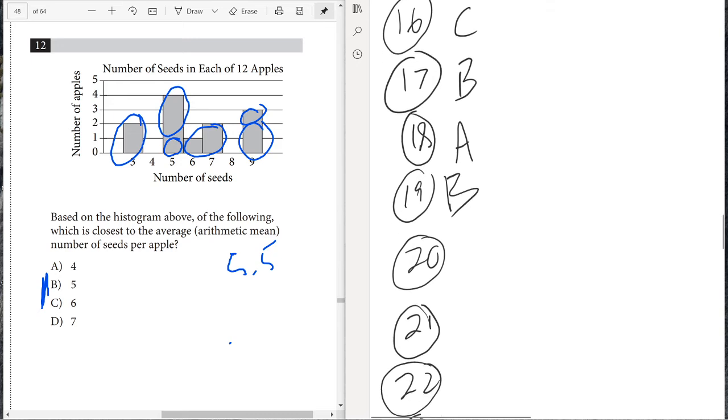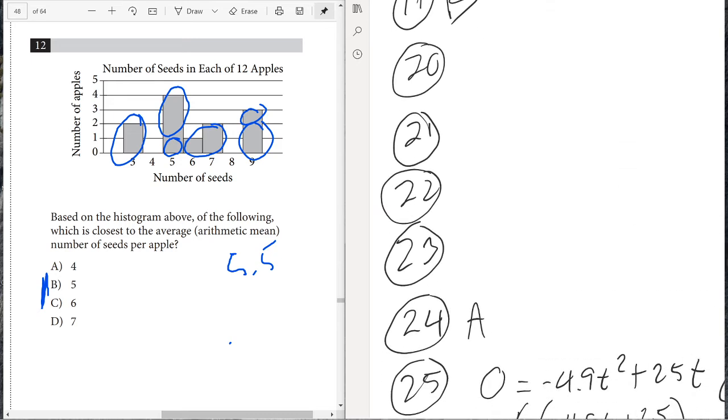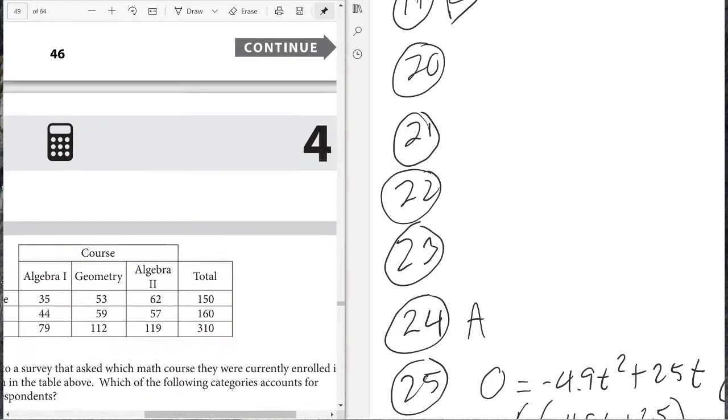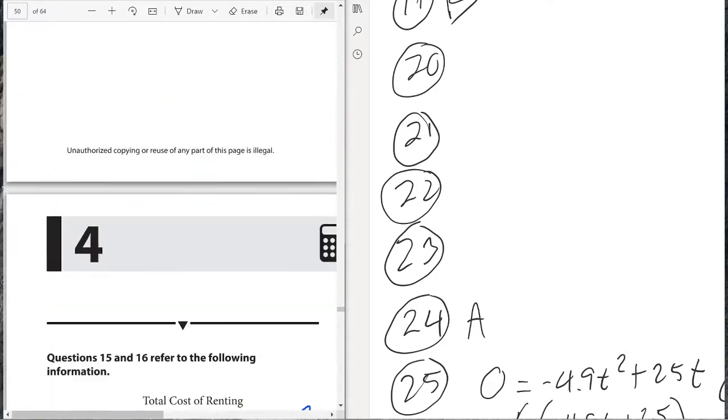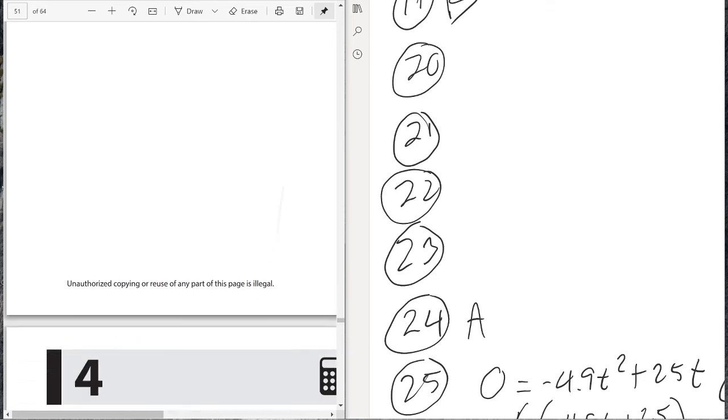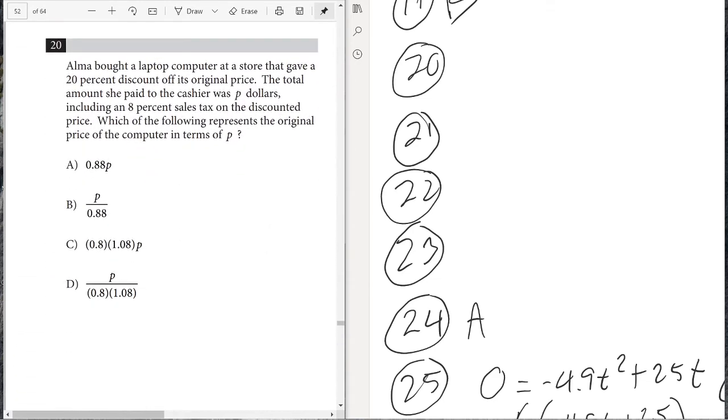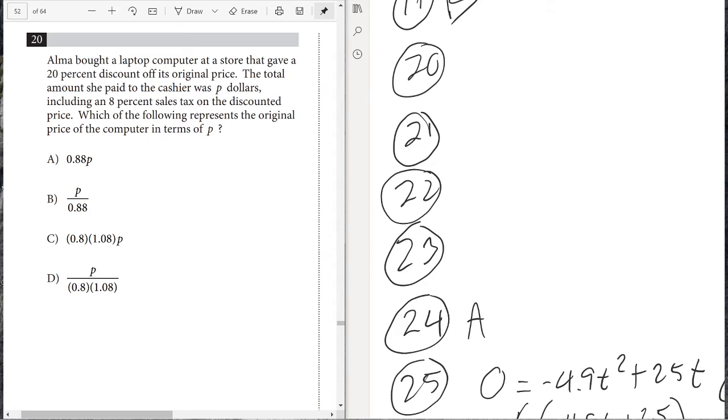Let's move on. We skipped 20 through 23. 20. Here we go. Here's 20. All right, Alma bought a laptop, 20% discount off the original price. Okay, so original price, 20% discount. So the original price times 0.8 would equal the sale price. Total amount she paid at the cashier was P dollars, including an 8% sales tax.